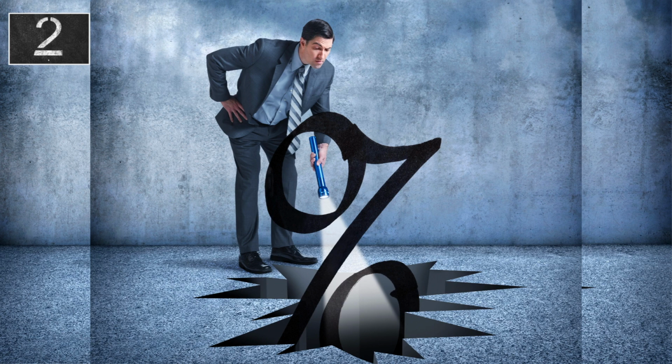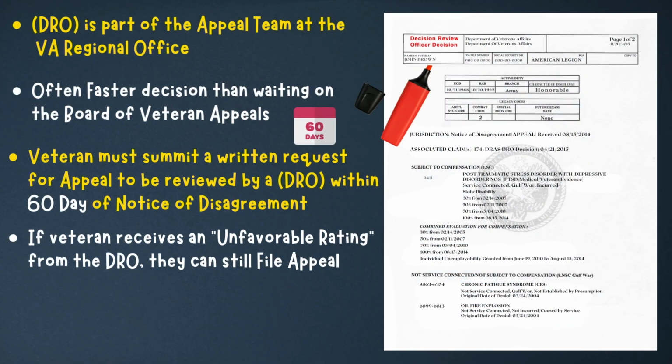Now that's enough background. Let's get to the code sheet. We're going to highlight the part of the code sheet that we're covering on each slide. We're going to start with the VA employee that completed the document, the DRO. The Decision Review Officer is part of the appeal team at the VA Regional Office. So why did Mr. Brown pick the DRO?